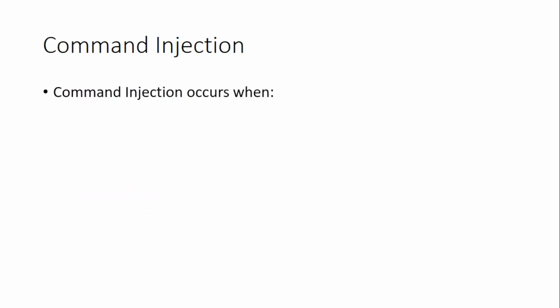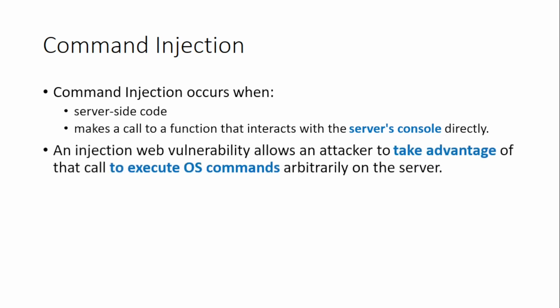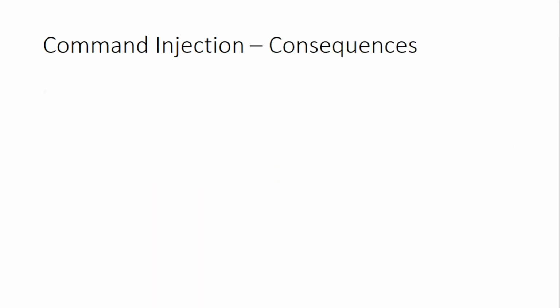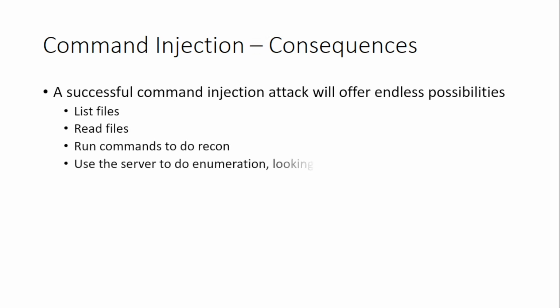Command injection occurs when server-side code makes a call to a function that interacts with the server's console directly. This web vulnerability allows an attacker to take advantage of that call to execute operating system commands arbitrarily on the server. The consequences are endless, because a successful command injection attack offers many possibilities. You can list files, read files, run commands to do recon, use the server to do enumeration and look for ways to pivot in the network, and so on and so forth.